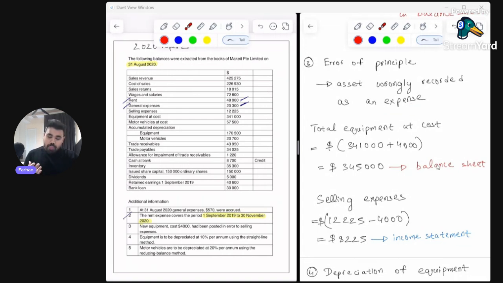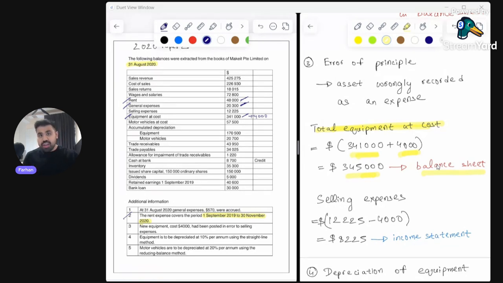Now, the total equipment at cost that we are given in the list of balances is $341,000. Now, this amount needs to be added with $4,000 so that we can get the new amount for the total equipment at cost. So the total equipment at cost will actually now be $341,000 plus $4,000, because we are fixing the mistake we originally made, and that should give us a total value of equipment at cost of $345,000, and this is the amount which we will report in the non-current assets section in the balance sheet or the statement of financial position. Okay?